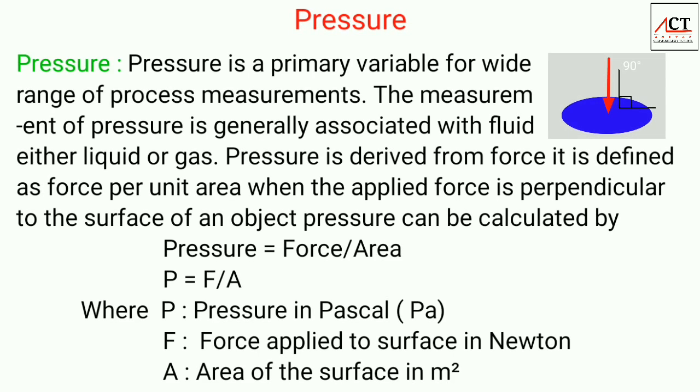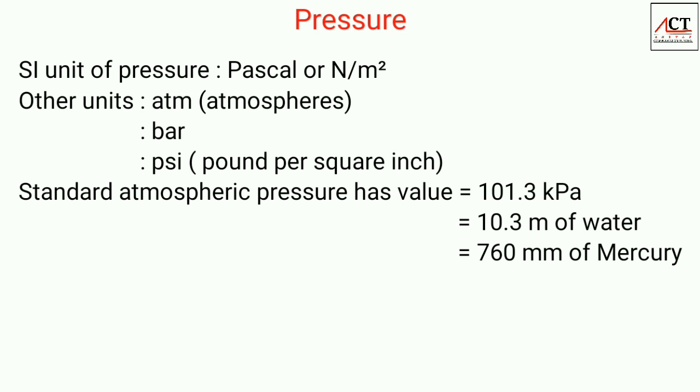Pressure is a physical quantity which can be defined as force per unit area when the applied force is perpendicular to the surface of an object. It can be calculated as force per unit area. The measurement of pressure is generally associated with fluids like liquid or gases. The SI unit of pressure is Pascal or Newton per meter square, and a few other units are atmosphere, bar, and pound per square inch. The standard atmospheric pressure has a value of 101.3 kilopascal and 760 mm of mercury.